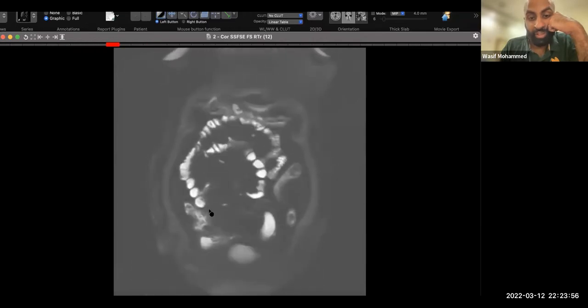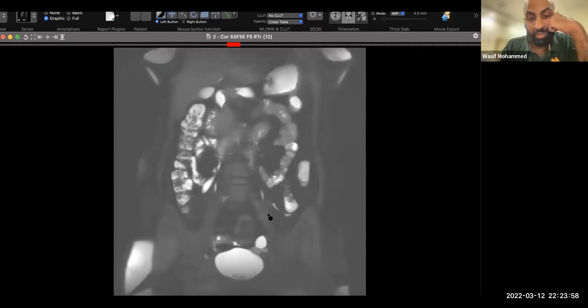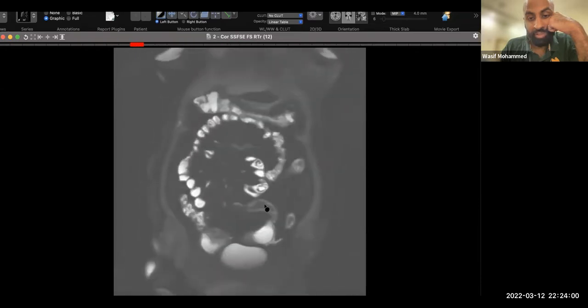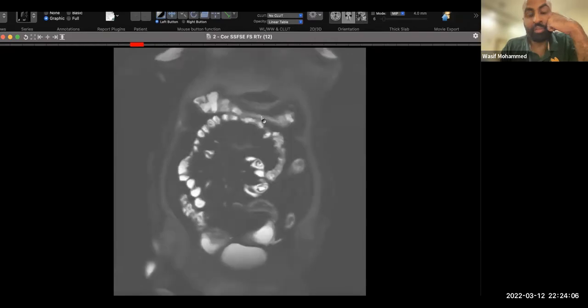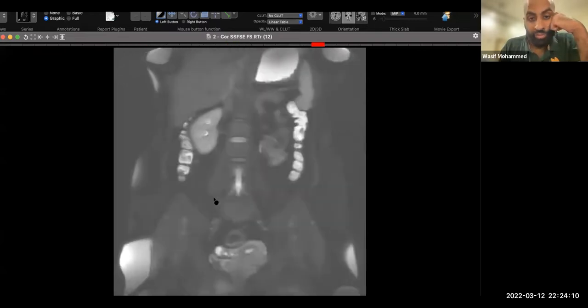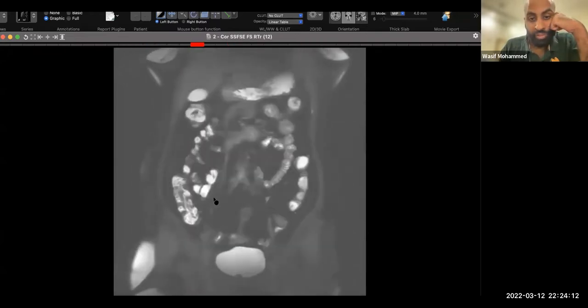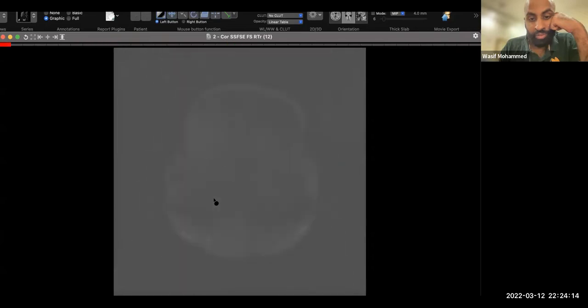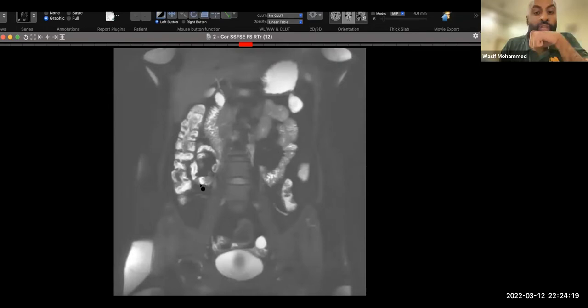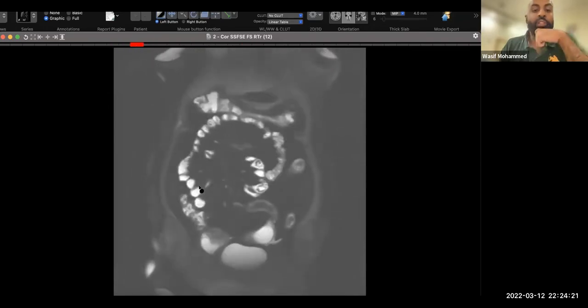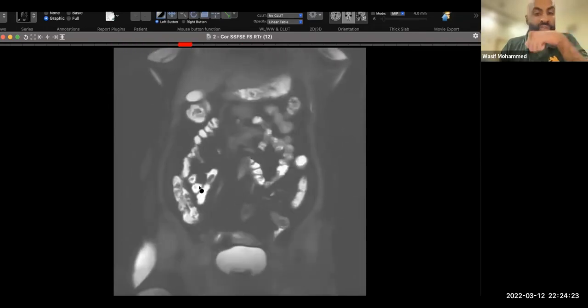Looking for any skip segments, you can probably even appreciate there's some abnormality in the sigmoid colon. Okay, like you said, the segment of the transverse colon was also involved. Looking for any fistulas, no fistulas. Just looking at the visualized sacroiliac joints, they appear normal, there are no gallstones. In this case, I would correlate with the patient's history. Patient presented with acute abdominal pain.